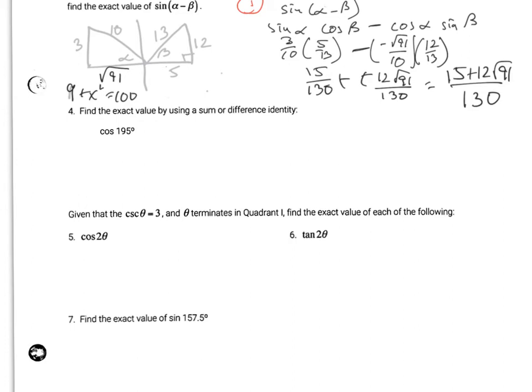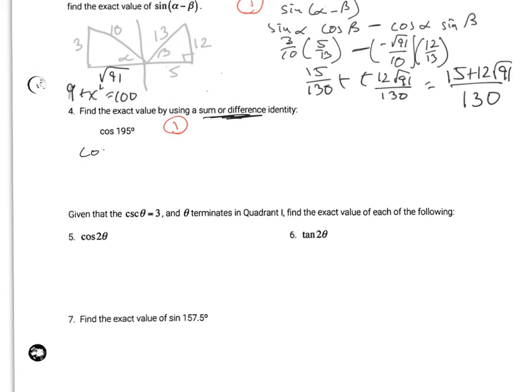There is one problem like this on the quiz. Now read the directions, please. It says sum or difference identity. It does not say any way you want. Problem number 7 doesn't give you any direction. You can do whatever you want. This says specifically a sum or difference identity. Please follow the directions.